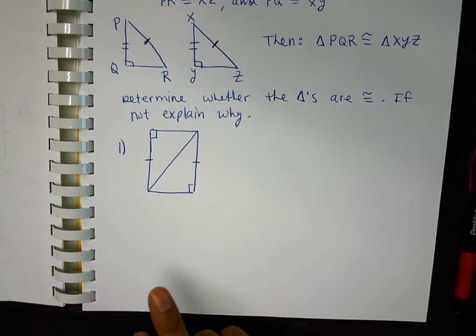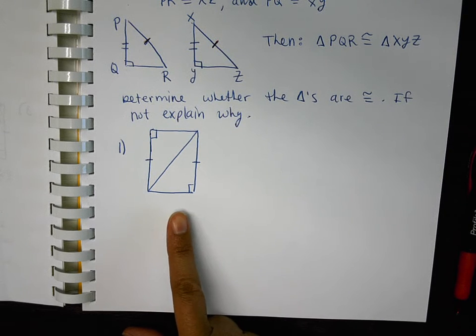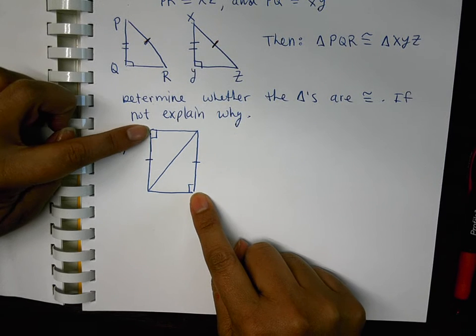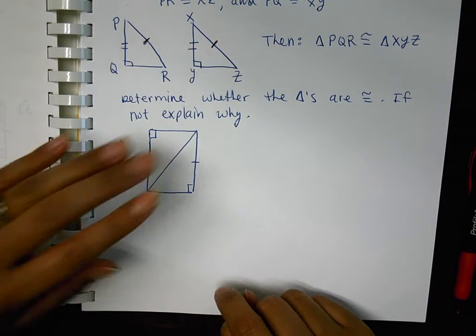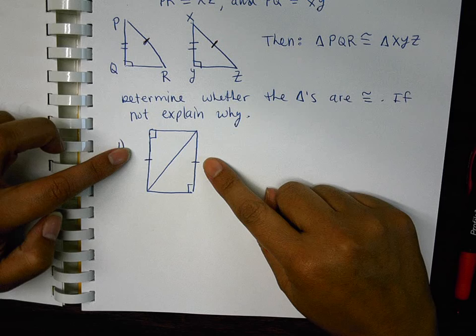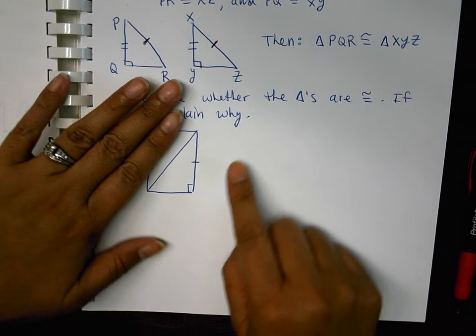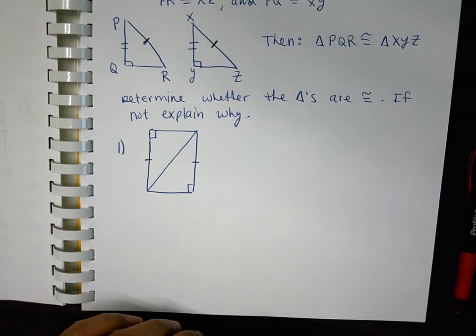Now I want you to think about this picture. Did they give you enough information to use hypotenuse leg? No. It has to be what kind of triangle? 90. Are both triangles a right triangle? Yes. Okay, it has to have a leg in common. Is this a congruent leg or a congruent hypotenuse? Do you agree that's a leg and that's a leg? Yeah. What am I missing? The hypotenuse. But what can we do?